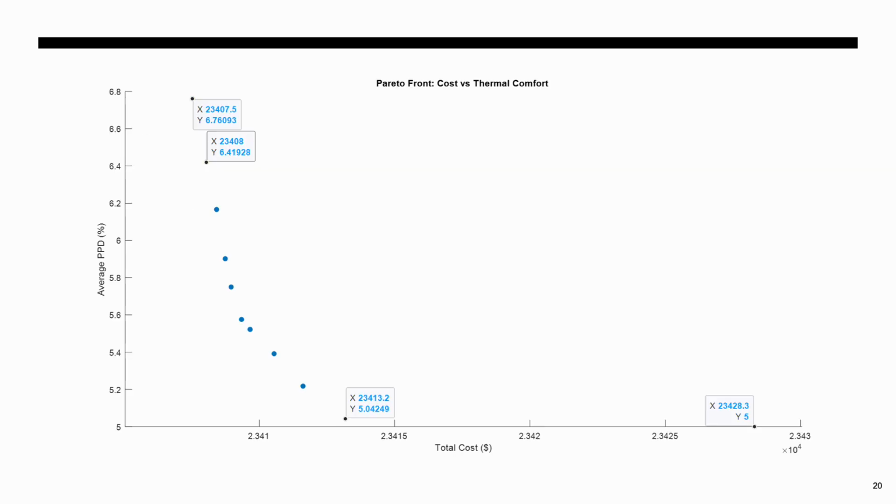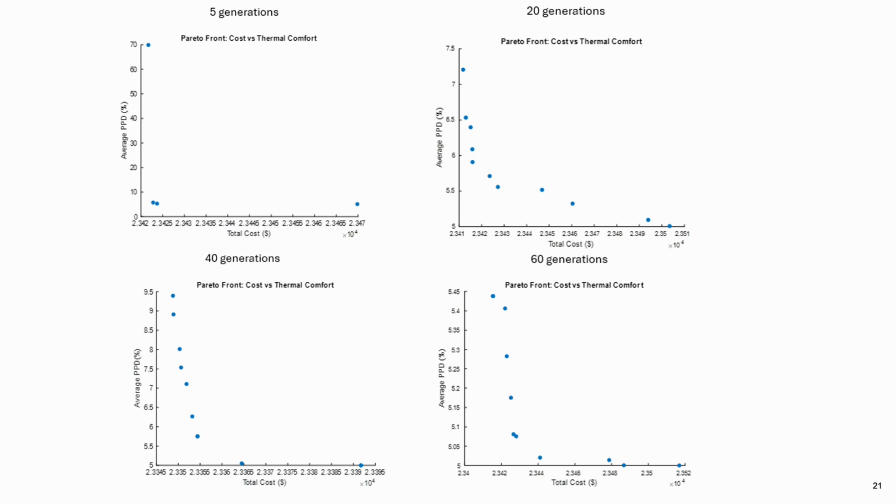The graph shows the Pareto trend representing the trade-off between total cost and average PPD, or thermal discomfort. We can see that as the cost increases slightly, the PPD drops, indicating better comfort and representing optimal solutions balancing both objectives. This shows the progression across generations.